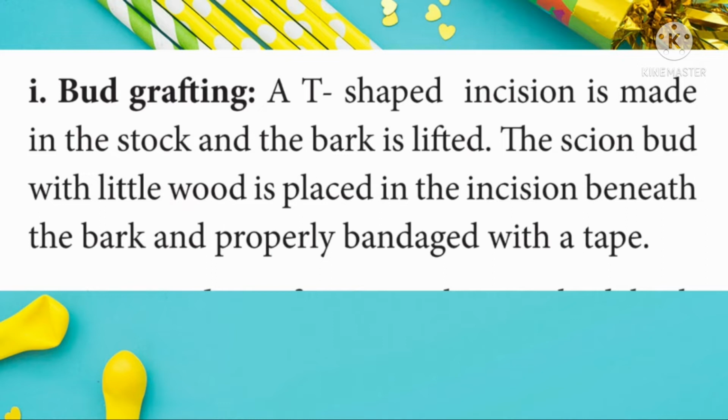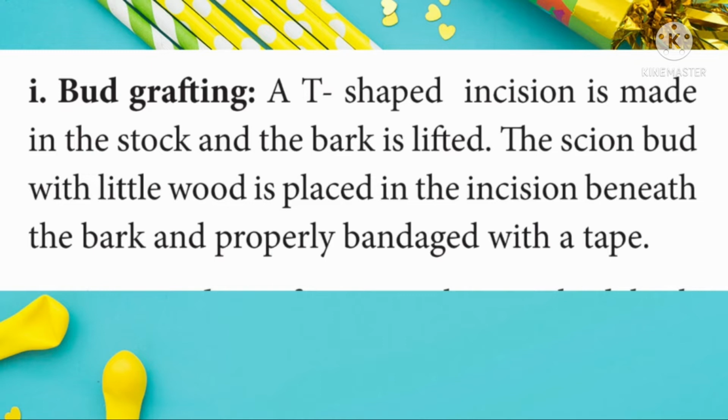First one, we are going to see the bud grafting. Here we take the stalk. Stalk means one plant we are growing in the soil, that remains in the soil. That is called stalk. From the stalk we take the stem portion and make a T-shaped cut and elevate the bark.